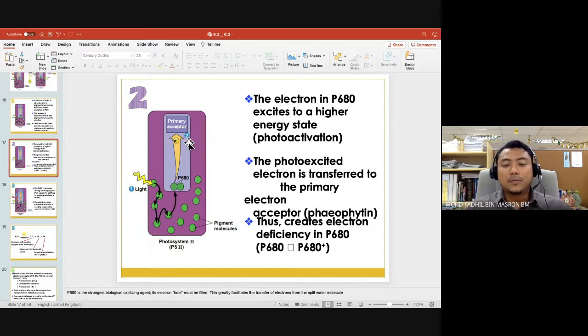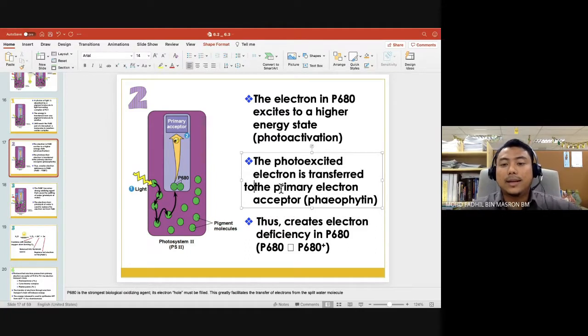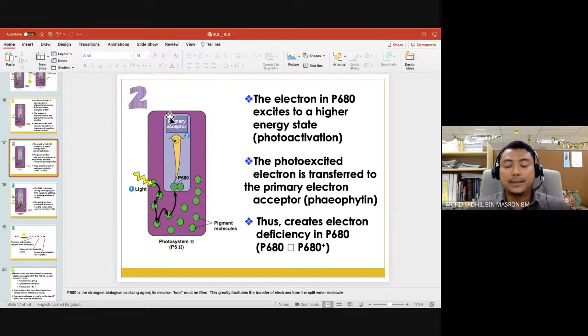Okay, the photo electrons ni maknanya elektron yang sudah di photo excited kan itulah, is transferred to the primary electron acceptor. Kenapa font dia macam ni? The primary electron acceptor. Okay, yang ini namanya biasanya adalah phaeophytin. Kita skip the name tu tak apa. Thus, it creates electron deficiency in P680.